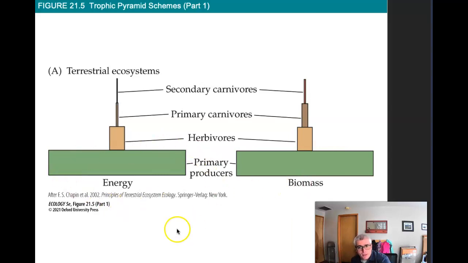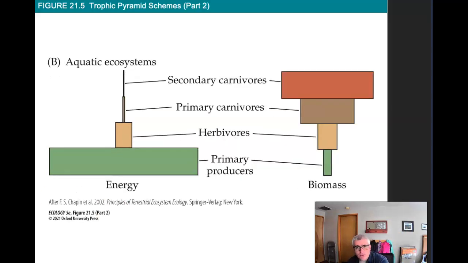Now, energy, typically we would think about energy on an annual scale. So how much energy is created via primary producers in a year? How much of that energy is transferred to herbivores, primary carnivores, and secondary carnivores? Generally the same shape, it gets much thinner, but generally this idea of a pyramid where you have a lot for your primary producers and then subsequently lower as you get up each trophic level.